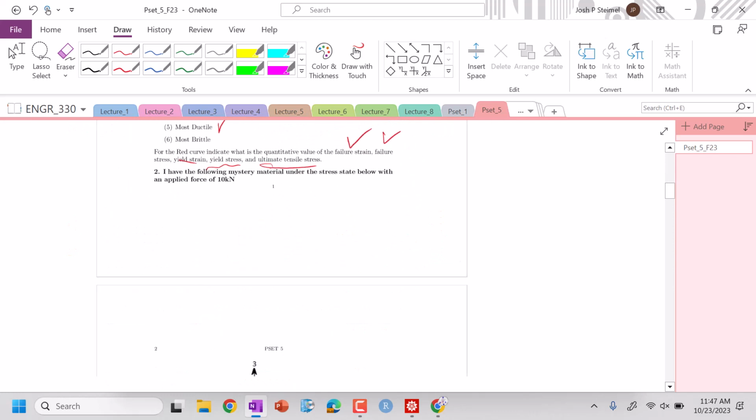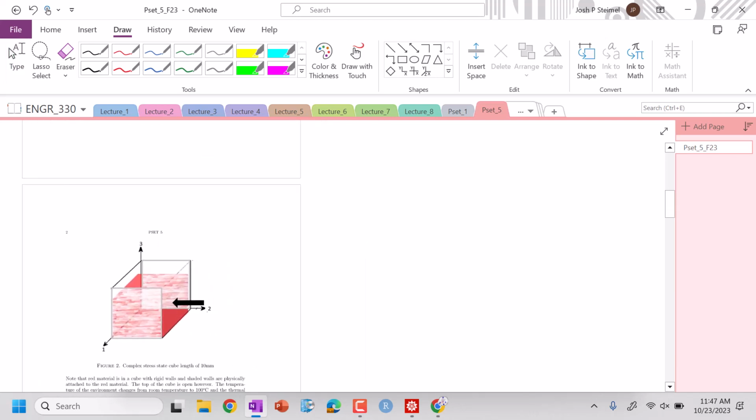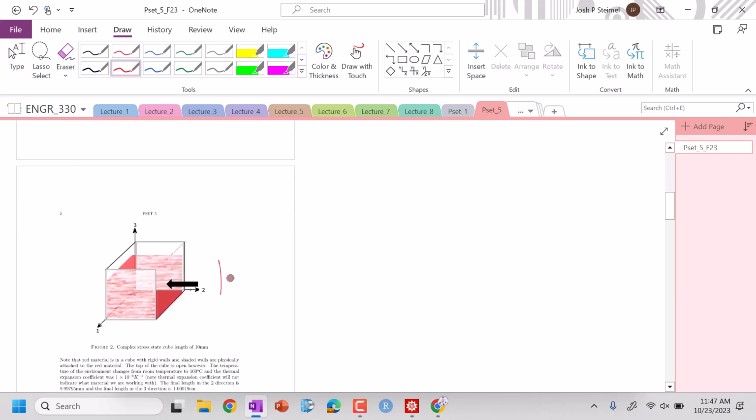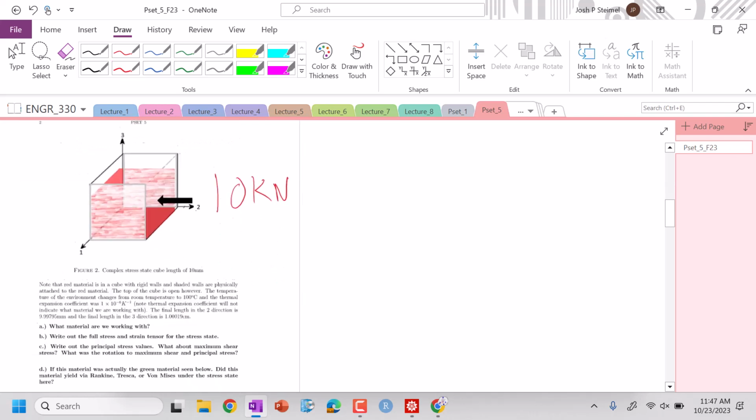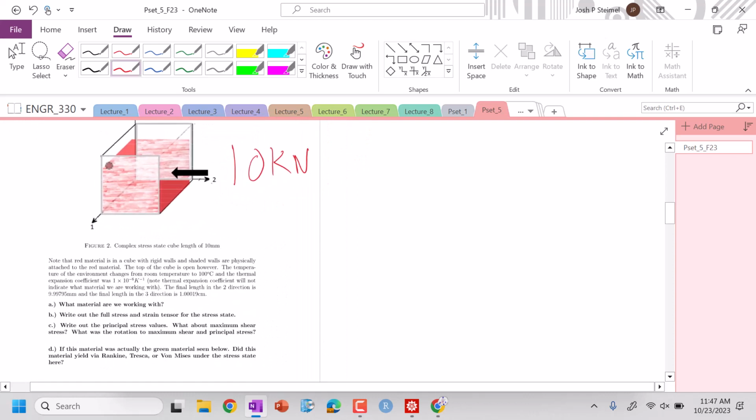Excellent. Now, I have the following mystery material under the stress rate below with an applied force of 10 kilonewtons. Material is in a cube with rigid walls. And the shaded walls, so these walls here are physically attached to the red material. The top of the cube is open. The temperature and environment changes from room temperature to 100 degrees C. Thermal expansion coefficient is this. Thermal expansion coefficient does not indicate the material we're working with. And the final length in 2 direction is this. The final length in 3 direction is this. The cube has this length here.